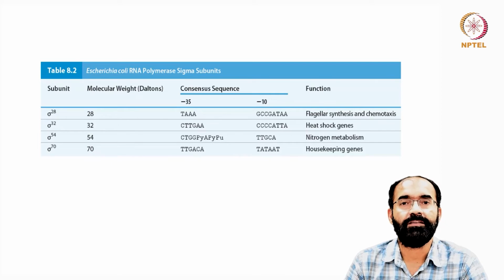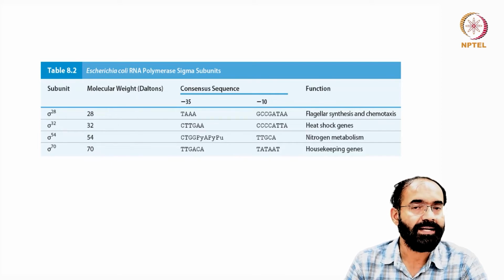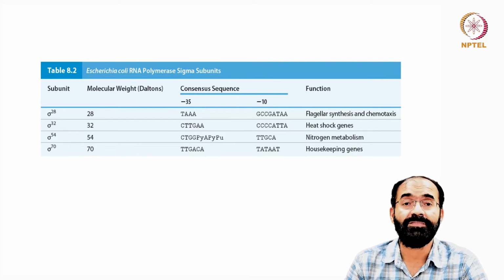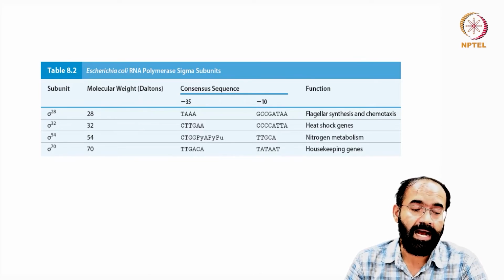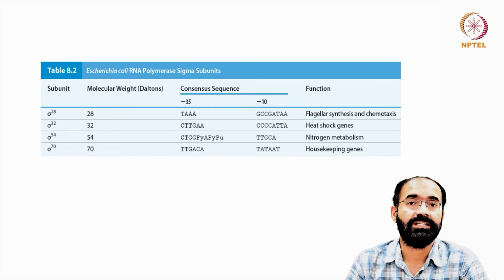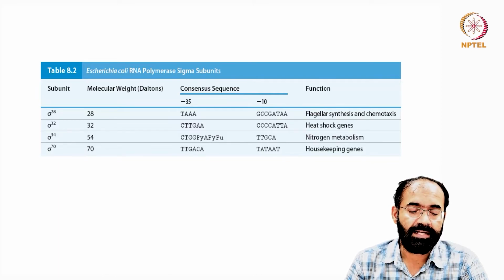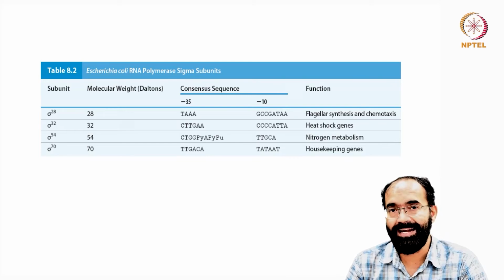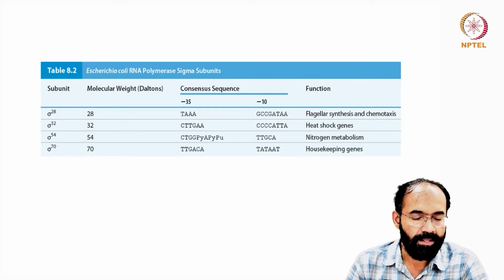Say if E. coli has got 100 genes, one sigma factor can govern the transcription of say some 10 genes, randomly 10 genes, and the other sigma factor can govern maybe another 15 or 20 genes. Another sigma factor can govern maybe around a similar number of genes. All these things together can constitute the recognition of the entire genome of an E. coli. What is the difference?